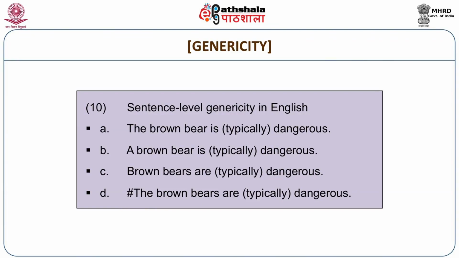The second kind of genericity arises at the sentence level, by the use of a noun phrase in a characterizing sentence that expresses a generalization. For example, "the brown bear is dangerous," or "the brown bear is typically dangerous." This kind of sentential level genericity is expressed by all types of noun phrases, barring definite plurals. So you can say "the brown bear is typically dangerous," "a brown bear is typically dangerous," "brown bears are typically dangerous." However, "the brown bears are typically dangerous" is not allowed.